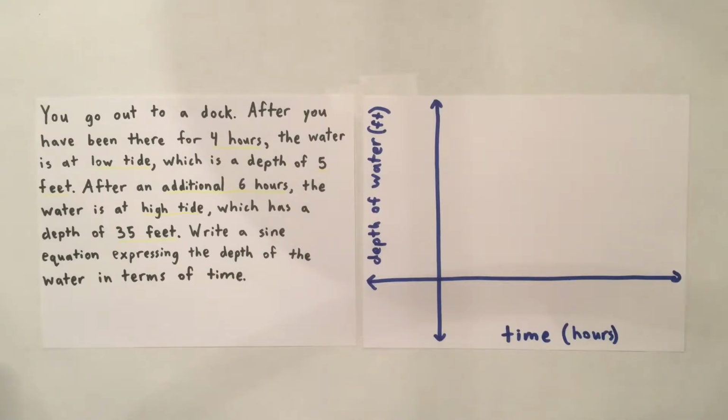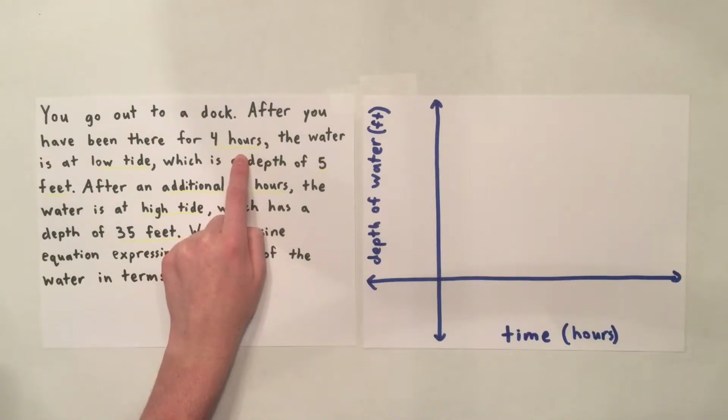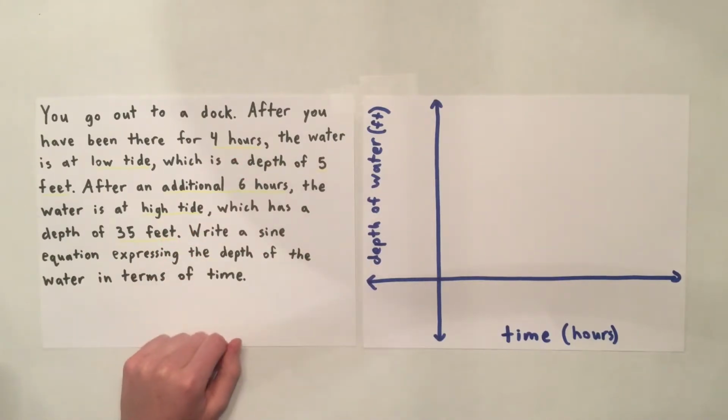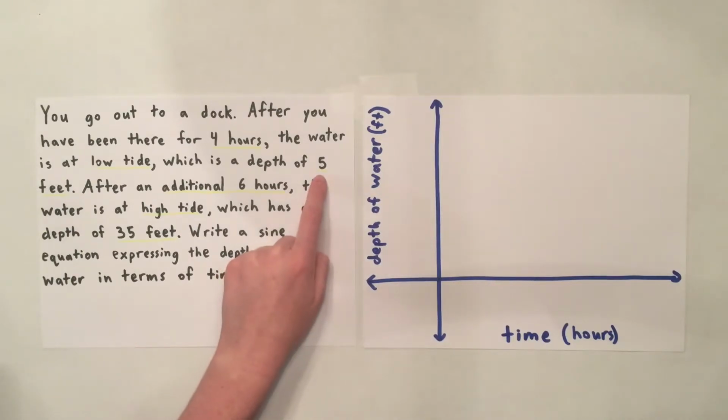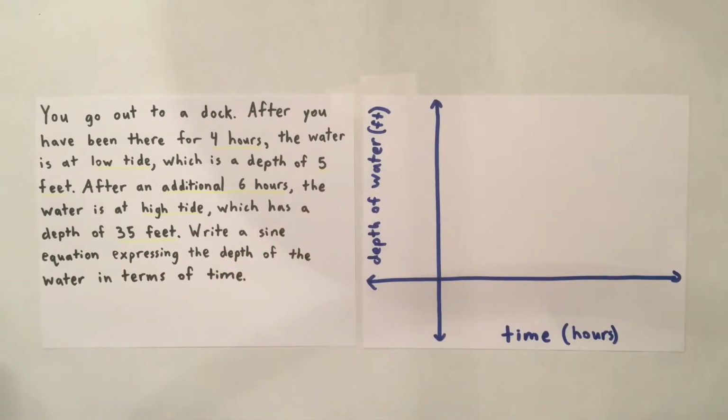A good place to start in sine equation word problems is finding a minimum and a maximum point. The problem states that after 4 hours, the water is at low tide, which is the lowest the water can go, and the depth of the water is 5 feet. Since this is the lowest depth the water can go, it is our minimum point. So our minimum point is 4 hours, 5 feet.